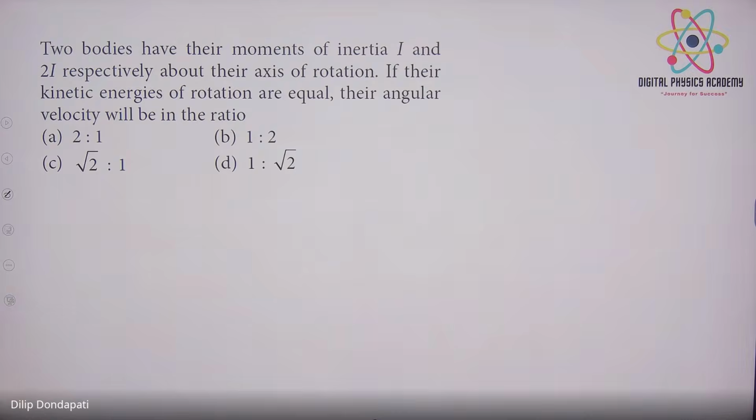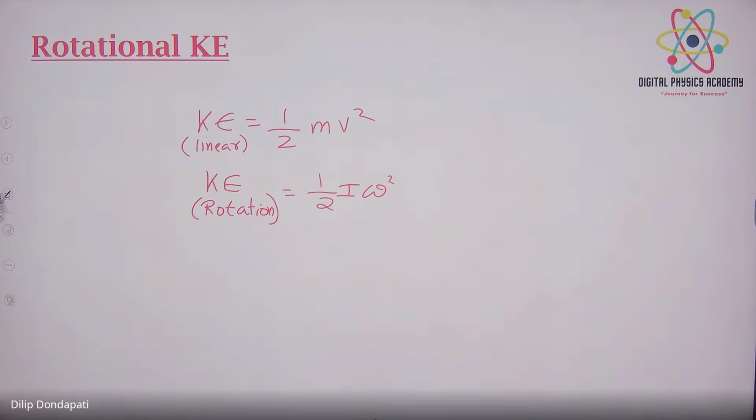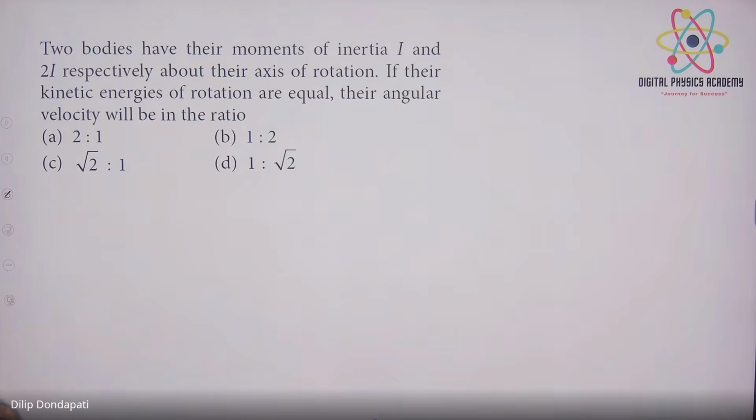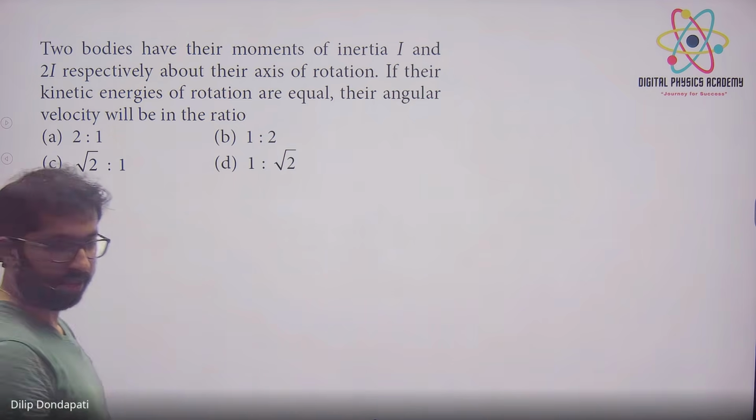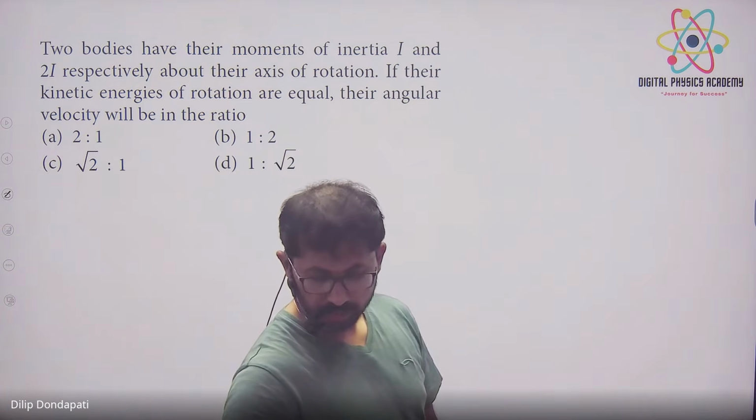हाँ, कब बेटा? Yeah. करो. Two bodies having the moment of... क्या? No, so 1 second. Yeah. Okay.